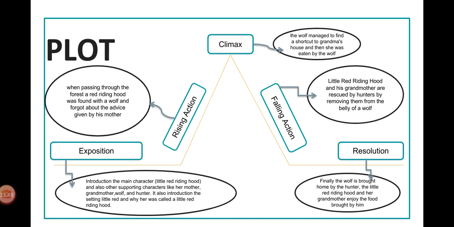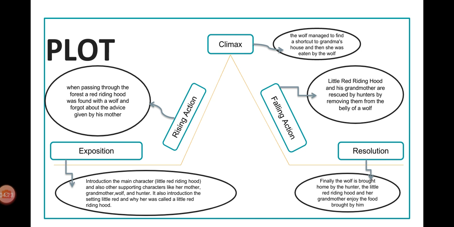Next is rising action. Rising action is when passing through the forest, Red Riding Hood met a wolf and forgot about the advice given by her mother. Then climax. Climax in this story is the wolf managed to find a shortcut to Grandma's house, and then she was eaten by the wolf.